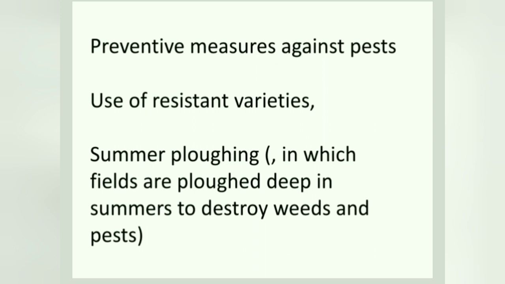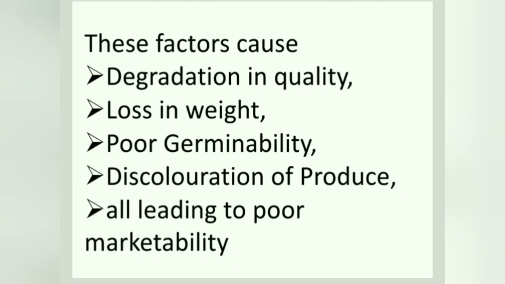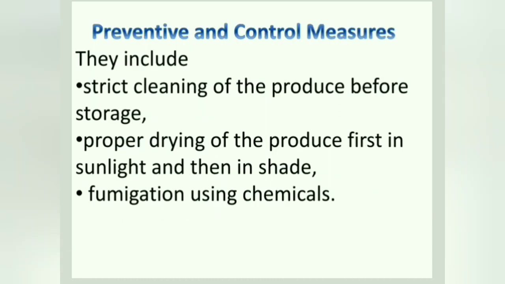Next is about storage of grains. Both biotic and abiotic factors may disturb the storage of grains. For example, biotic factors are insects, rodents, fungi, mites and bacteria. Abiotic factors are moisture and temperature. So how will they affect it? First, they will degrade the quality of seeds. Next, there will be loss in weight, poor germinability, and discoloration of the produce. Automatically the market rate will also go down because of the effect of the pest on the grains.